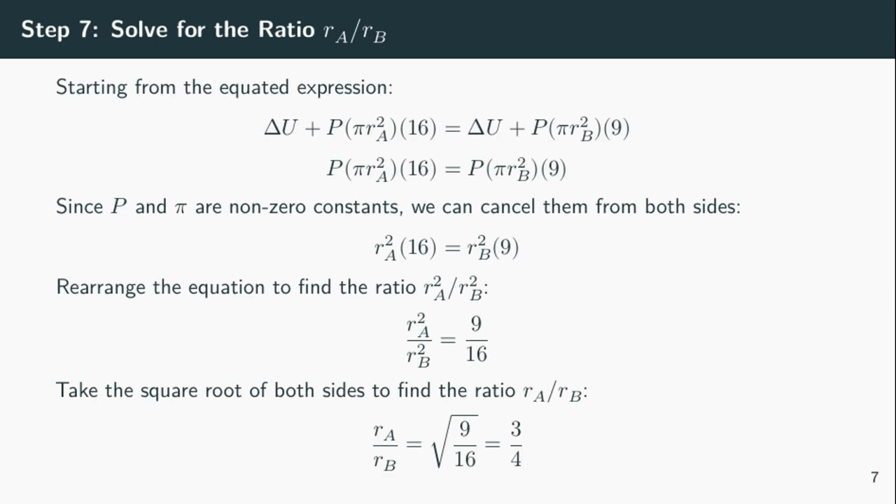Alright, let's finish up by solving for the ratio Ra over Rb. We start with the equation shown here. Notice we have delta U on both sides, so we can cancel that term to simplify things. Then, since pressure P and pi are common factors on both sides and are not zero, we can cancel those as well. This leaves us with terms only involving Ra squared and Rb squared. Now to find the ratio Ra over Rb, we rearrange the equation to get the ratio of Ra squared over Rb squared on one side. Finally, we take the square root of both sides. Taking the square root of 9/16 gives us our final answer of 3/4 for the ratio Ra over Rb.